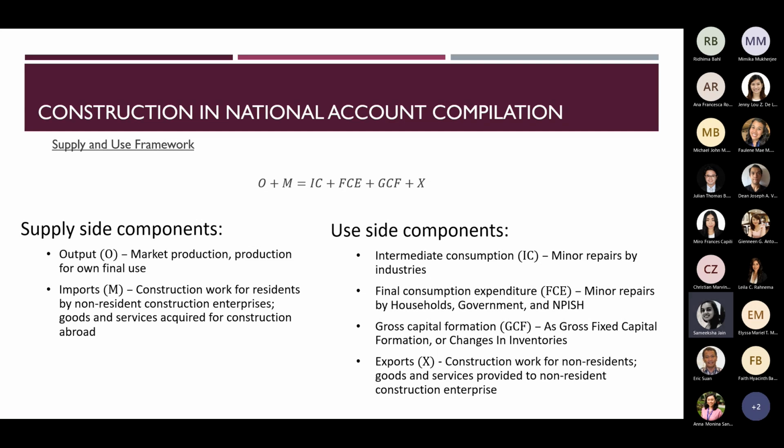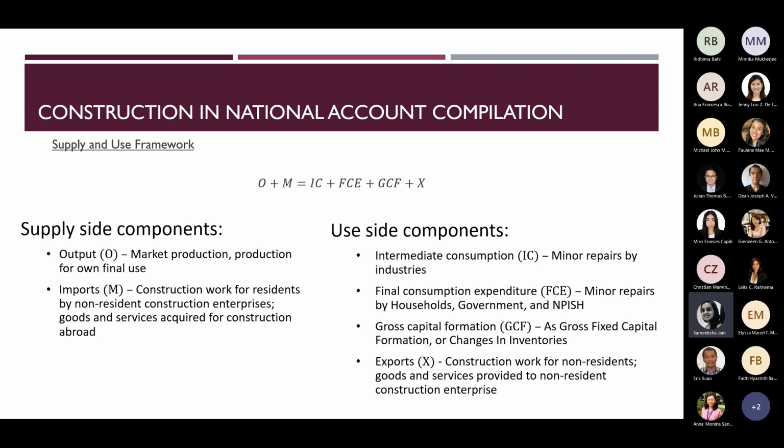The goods and services, which also includes the goods and services that are acquired for construction abroad. Now, for the components on the use side, IC here refers to the minor repairs by industries. Final consumption expenditure comprises of the minor repairs by households, government, and NPISH. Next, there is GCF, referring to the gross fixed capital formation or changes in inventories, something we'll be discussing a few slides from now. And finally, there is exports, referring to the construction work for non-residents.